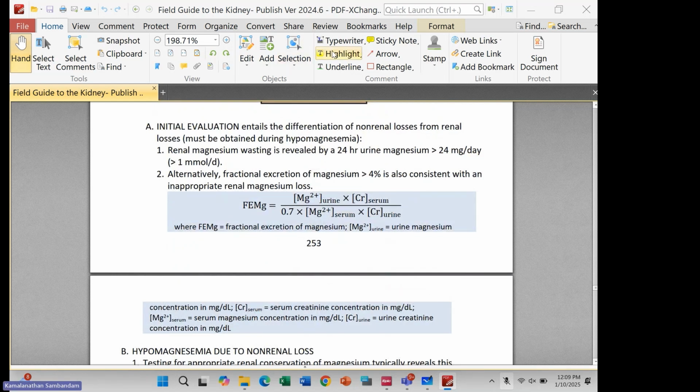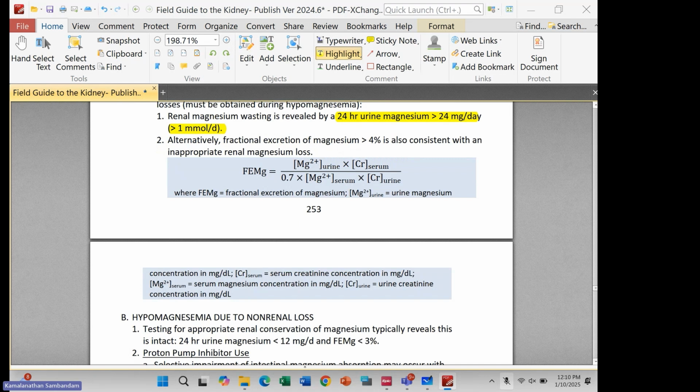Again, the initial evaluation of magnesium deficiency revolves around whether this is a non-renal or renal loss. And again, we've discussed some of these thresholds. I won't belabor it. I will say, however, there's a little bit of friendliness to the memorization. That is, this threshold of 24 milligrams per day of urinary magnesium is equivalent to 1 millimole per day. So you can look up the molecular weight of magnesium, and you'll see that it's 24 grams per mole. That makes it easier to remember.